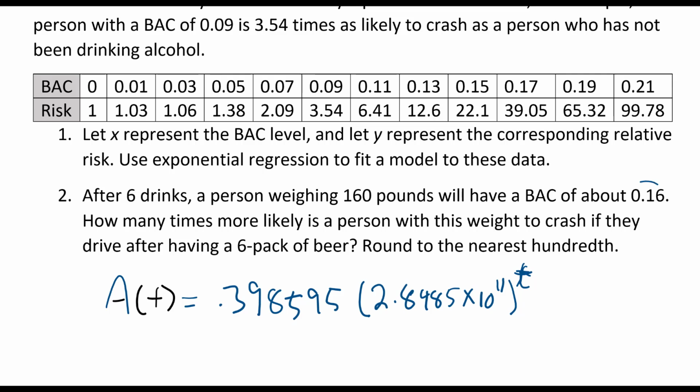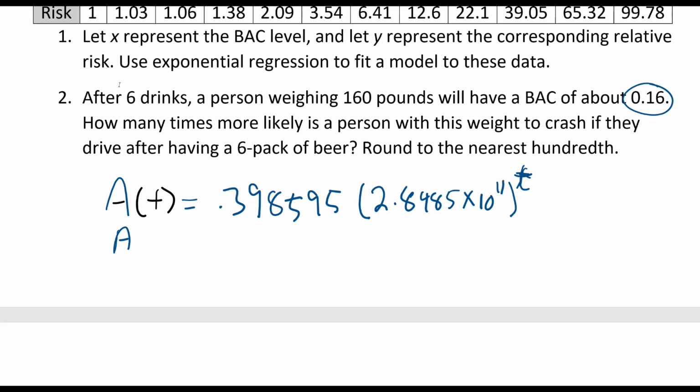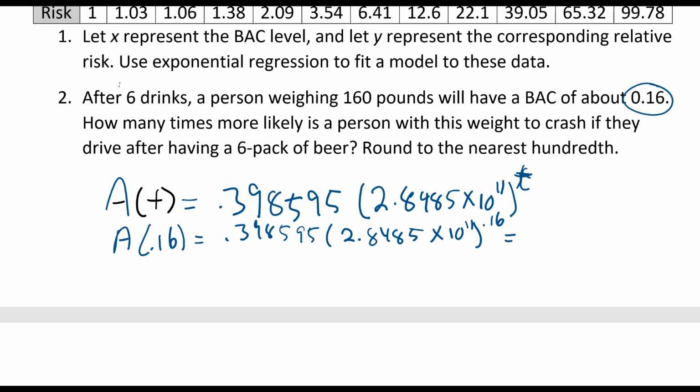And so we're looking at 0.16 is what we're after. So the amount for 0.16 is going to be 0.398595 times 2.8485 times 10 to the 11th, to the power of 0.16. And let's see what we come up with. As I run that through my TI calculator, I get 27.1188 times more likely to get in an accident.